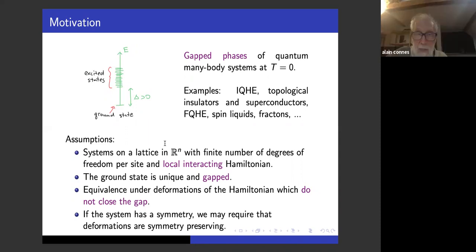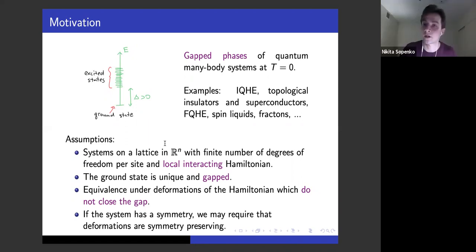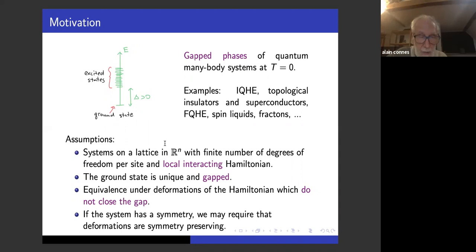Excuse me, what is the meaning of IQHE or FQHE? Yeah, this is the integer quantum Hall effect and the fractional quantum Hall effect. Okay. I will describe the difference between them.